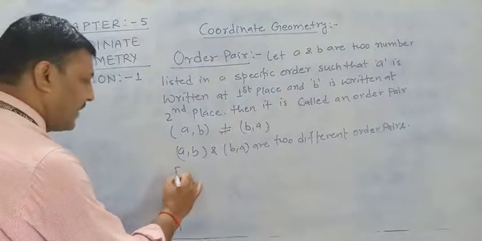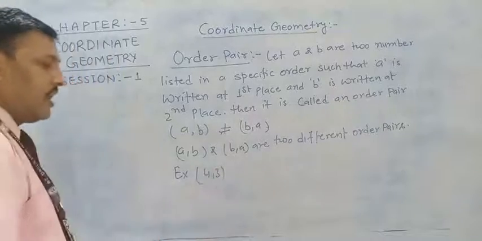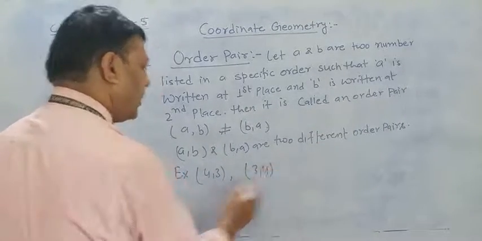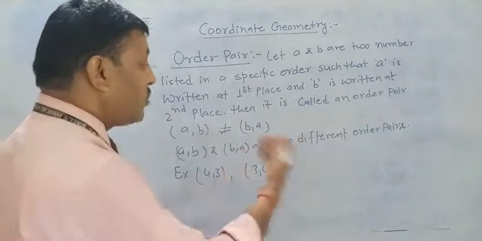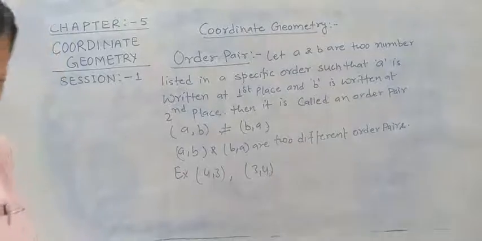For example, the ordered pair (4, 3) determines a unique point, and (3, 4) determines another point. So these two ordered pairs determine two different points, that's why they are called different ordered pairs.